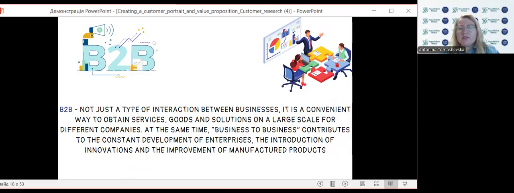B2B, business to business. B2B is not just a type of interaction between businesses. It is a convenient way to obtain services, goods, and solutions on a large scale for different companies. At the same time, business to business contributes to the constant development of enterprises, the introduction of innovation, and the improvement of a manufactured product.